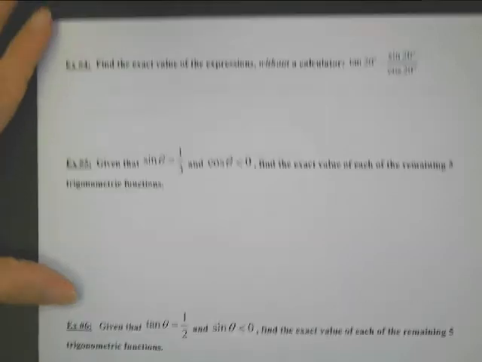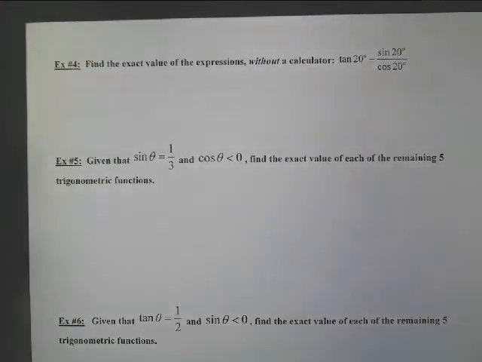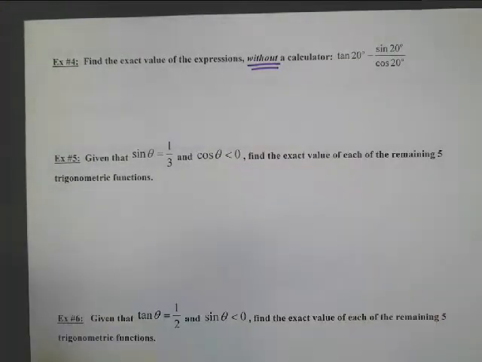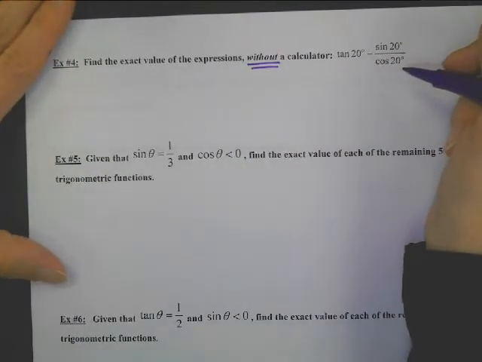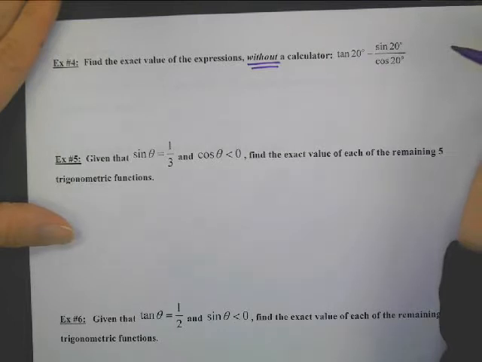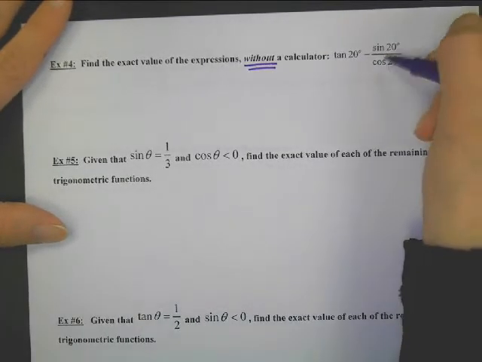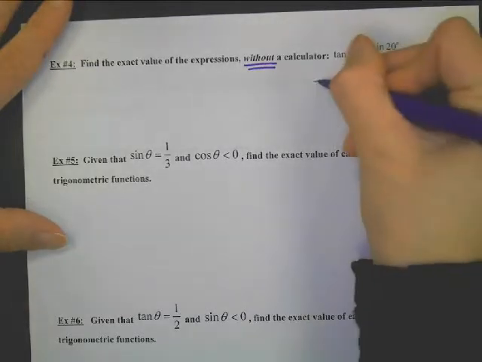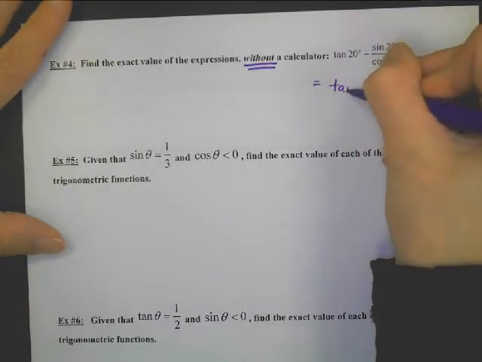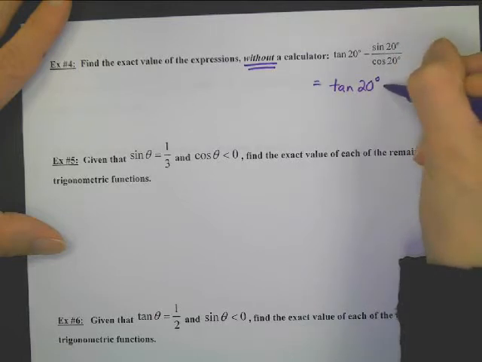Okay. Find the exact value without a calculator. Without a calculator, I don't know 20 degrees. It's not on the unit circle. How am I going to do this? You can't cancel 20s. That doesn't work. It's sine of 20 over cosine of 20. But I know that I can maybe use some of my trigonometry knowledge for this.